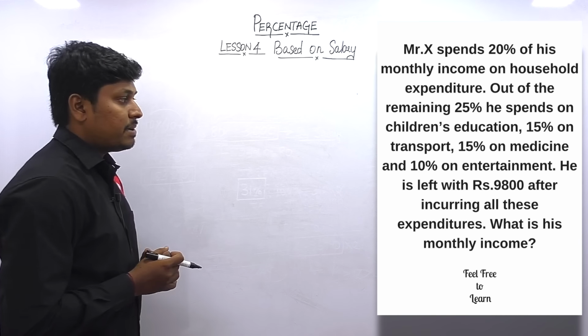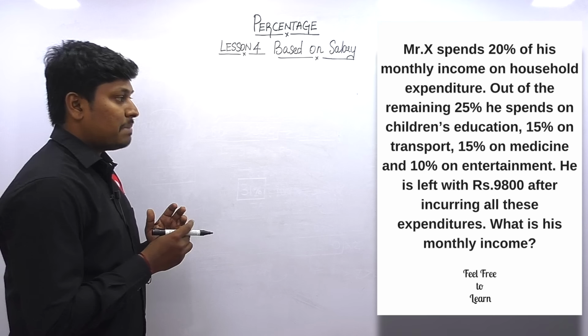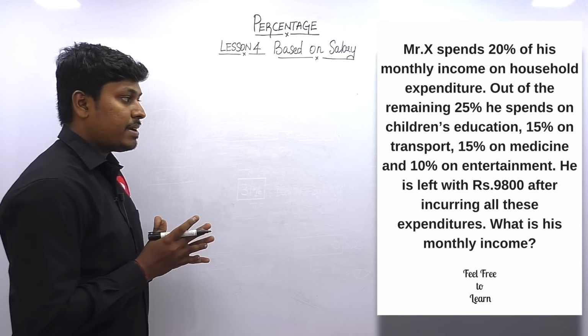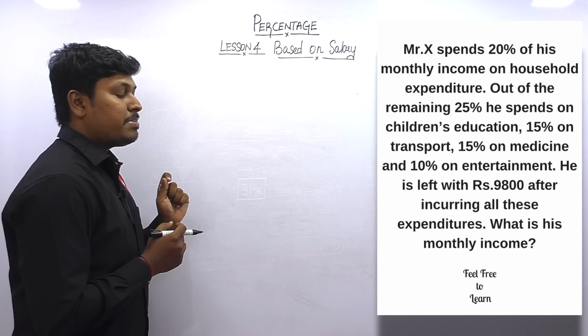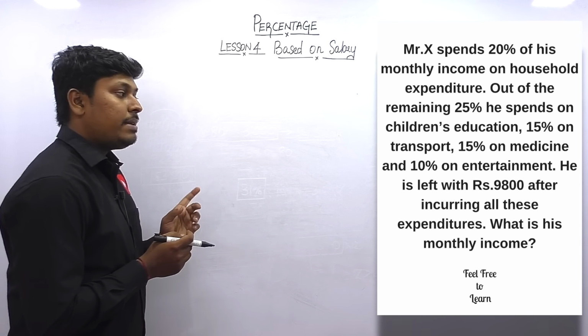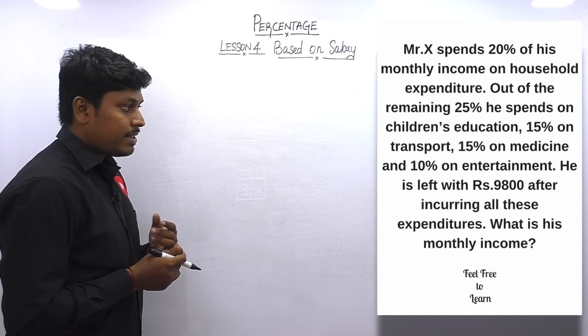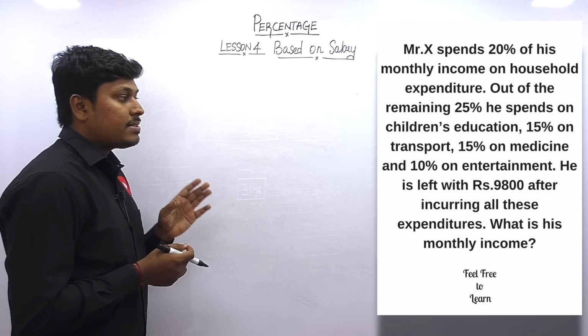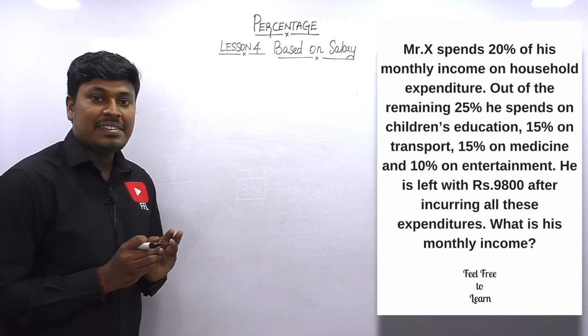1,15,320. Question number 6. Mr. X spends 20% of his monthly income on household expenditure. Out of the remaining, 25% he spends on children's education, 15% on transport, 15% on medicine, 10% on entertainment. He is left with rupees 9,800 after all these expenditures. What is the monthly income?